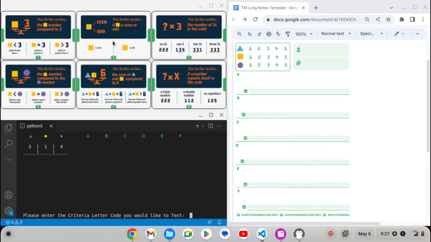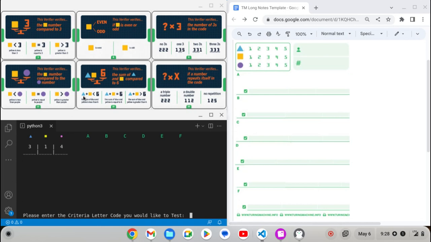Criteria B will confirm whether the middle digit, the square digit, is either even or odd. Criteria C will then inform us whether there are no 3s, 1, 2, or all 3 digits are 3. Criteria D compares the middle digit and the third digit, or the square and the circle, and confirms whether the square is less than the circle, equal to the circle, or greater than the circle.